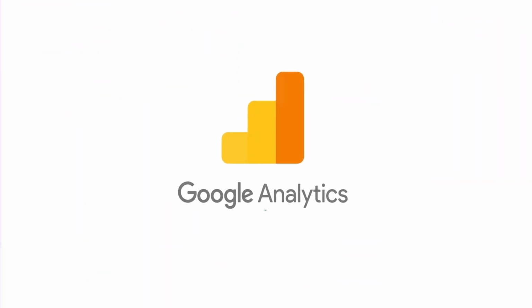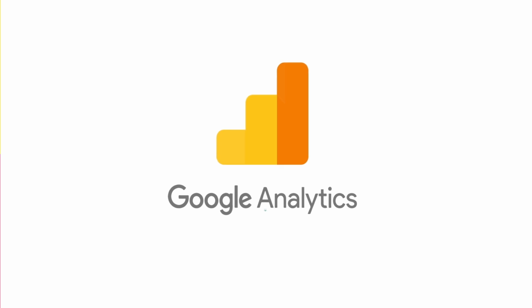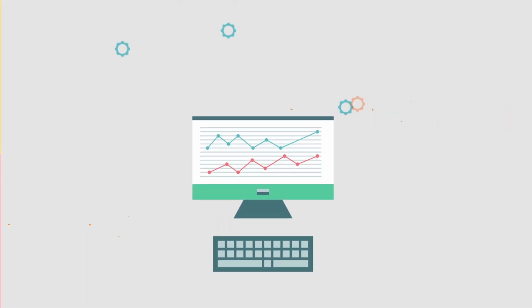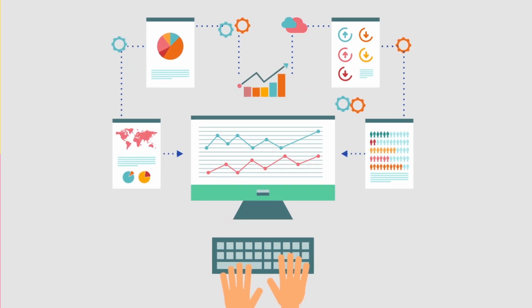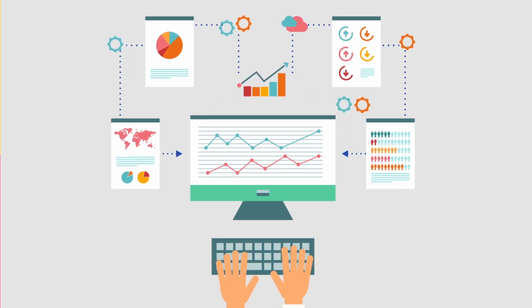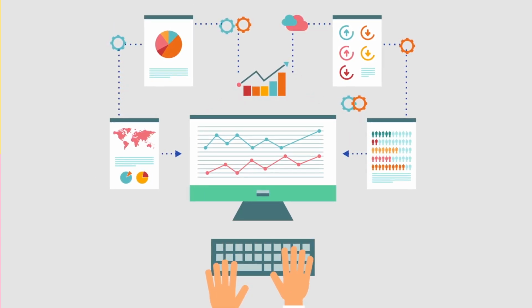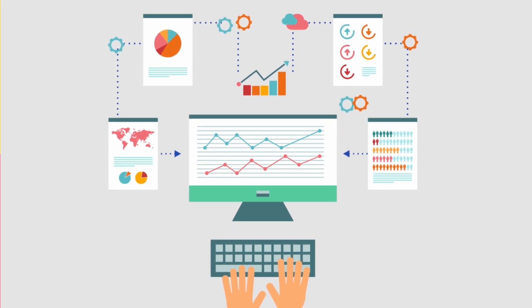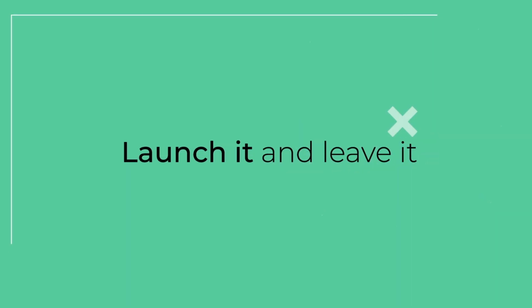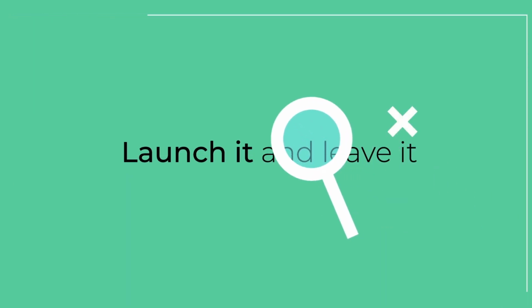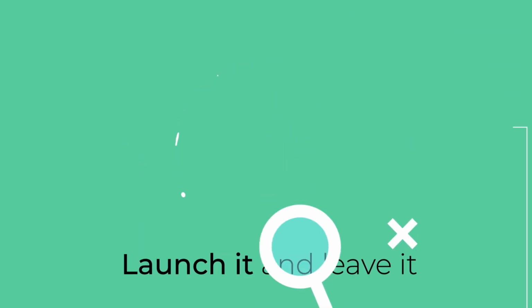Another way to understand consumer behavior on your site is to use tools like Google Analytics. Analytic tools allow you to track key metrics like bounce rates, repeat visitors, time on site, page view duration, as well as track patterns in user behavior over time. Using this data to draw insights and changes is key. Regardless of which tools you use, you must constantly monitor and seek to improve the usability of your site. Launch it and leave it is not a recipe for success.